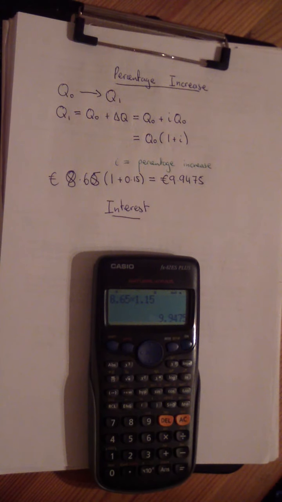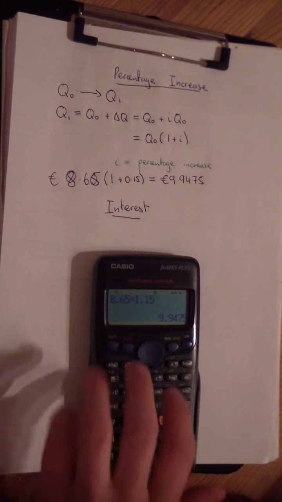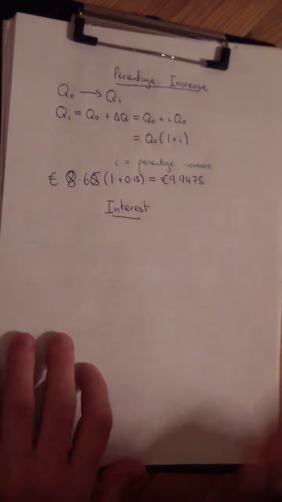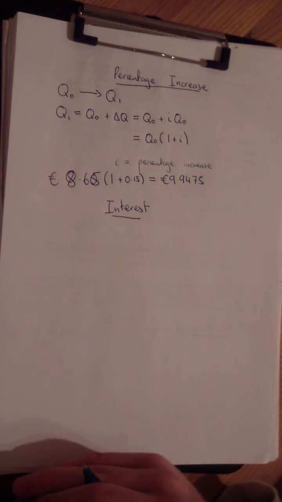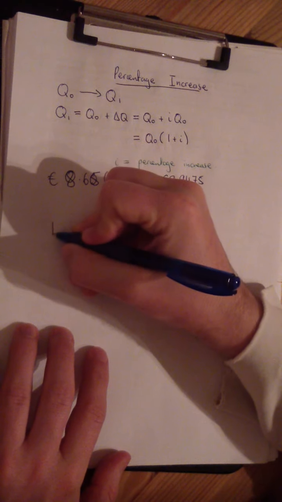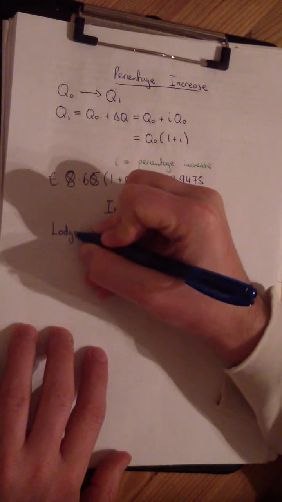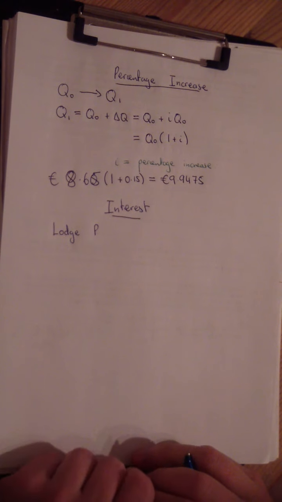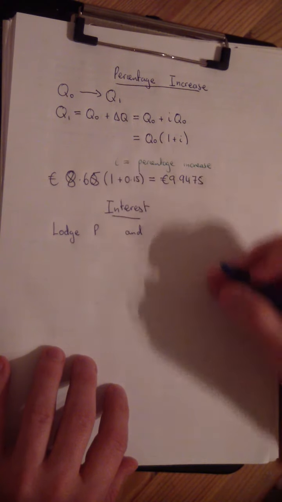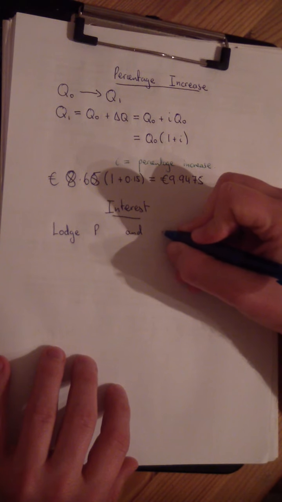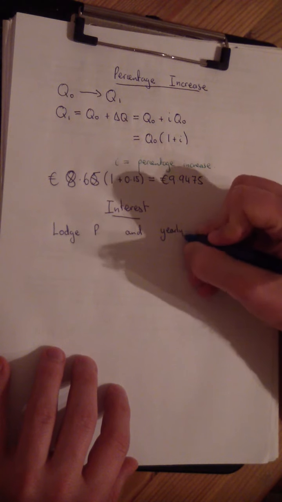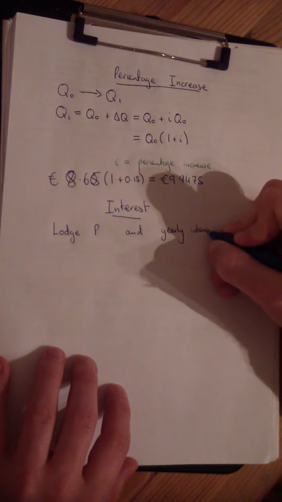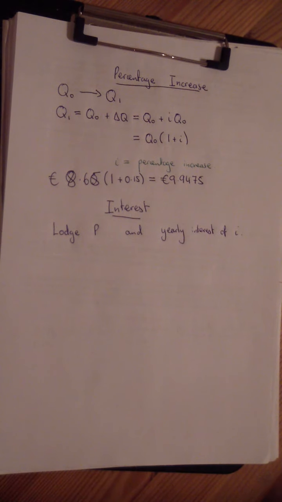Okay, so that's the first thing. That's how you increase something by a percentage. You multiply it by 1 plus I. Now interest is done in the same way. So for example, if you lodge a certain amount, or invest is the language they often use, the principal, and suppose you have yearly interest, for example, of I, then how do you apply the interest? Well, you're adding on a certain percentage, so you're multiplying by 1 plus I.